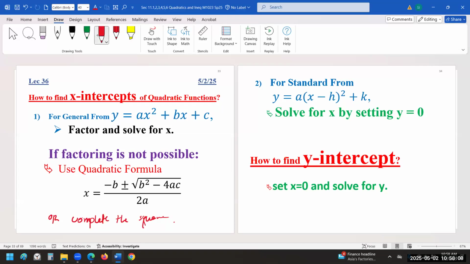Either quadratic formula or complete the square. And then if the standard form is given, we set the y to be 0 and we get this x alone. So we get rid of k, a squared, and h, one by one, and we get the x alone. To find the y-intercept, there's only one method. Set x to be 0, wherever you see x, all the x to be 0, and you get the y alone. Solve for y.